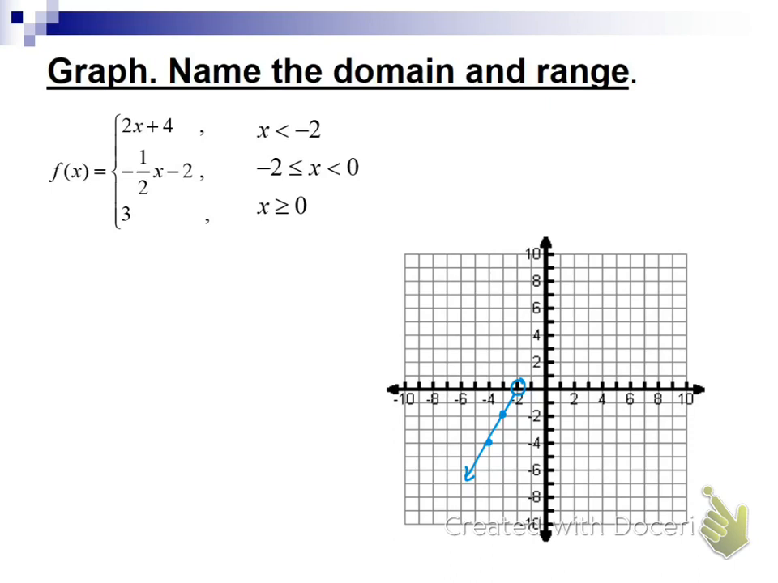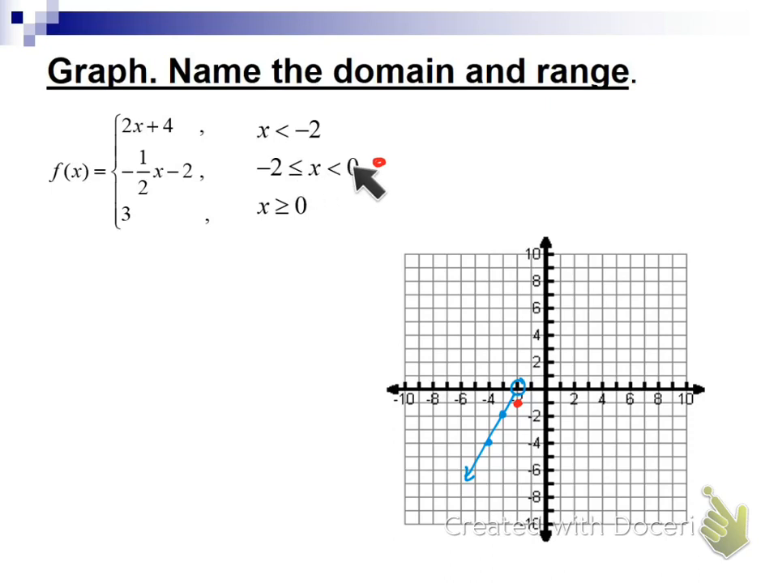Now this middle part, I will use a red ink. So this is my red graph. Okay? I'm going to graph the line negative 1/2 x minus 2 between negative 2 and 0. Here's what you do. Look at this point right here. Plug in negative 2. Negative 1/2 times negative 2 is 1. 1 minus 2, negative 1. So negative 2 comma negative 1. Open or closed, guys? Closed because it's equal to.